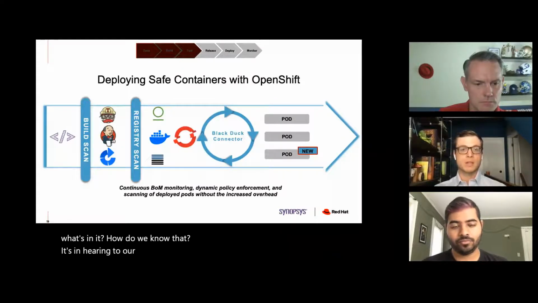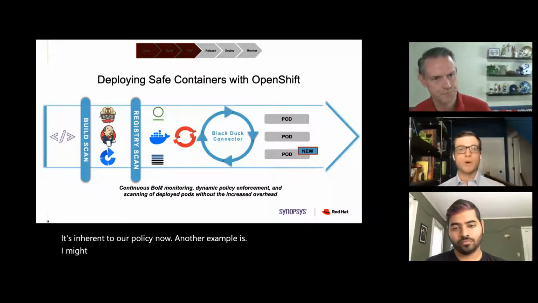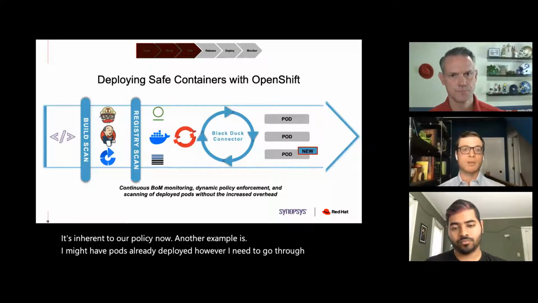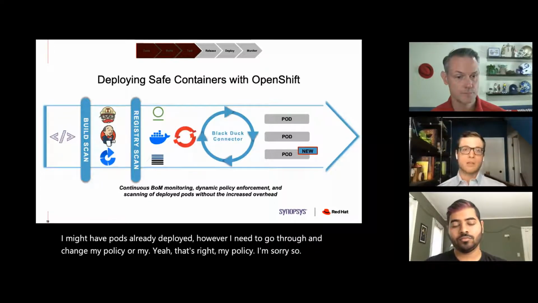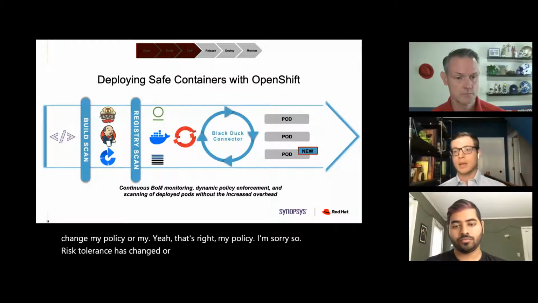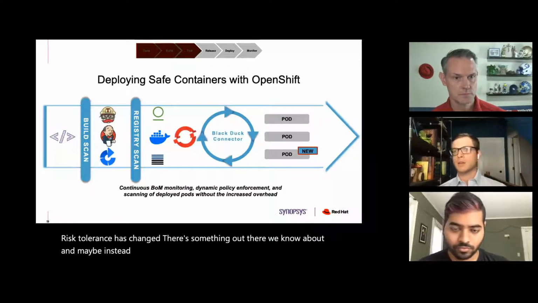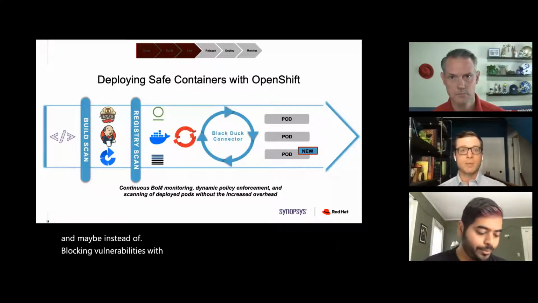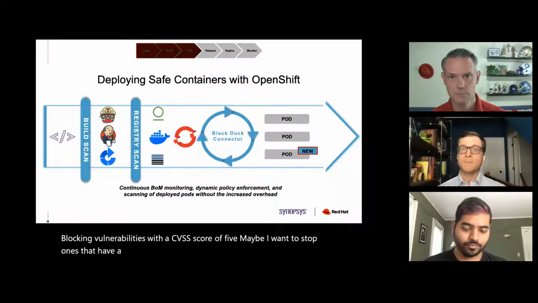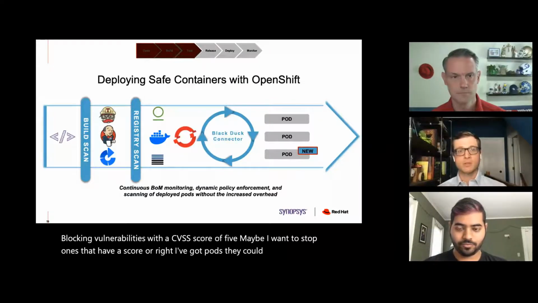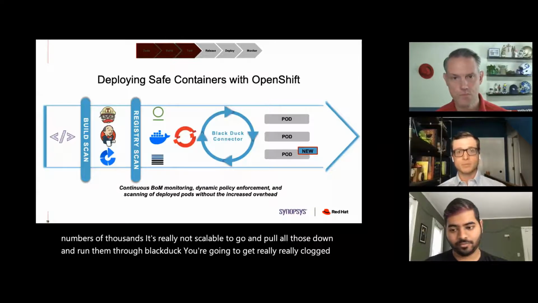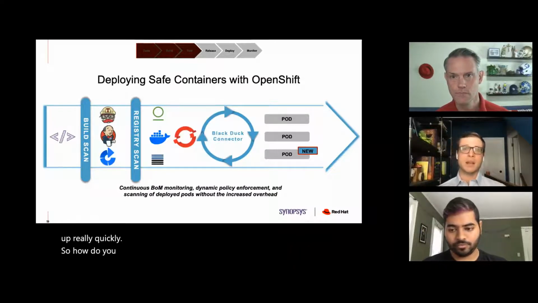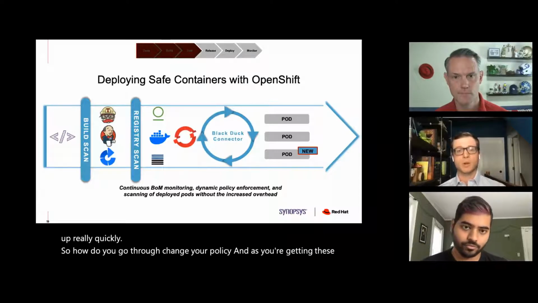Now, another example is I might have pods already deployed. However, I need to go through and change my policy. So risk tolerance has changed. There's something out there we know about. And maybe instead of blocking vulnerabilities with a CVSS score of 5, maybe I want to stop ones that have a score of 4, right? I've got pods that could be deployed in the numbers of thousands. It's really not scalable to go and pull all those down and run them through Black Duck. You're going to get really clogged up really quickly. So how do you go through, change your policy, and as you're getting these pods deployed, make sure that they are run against your current policy?